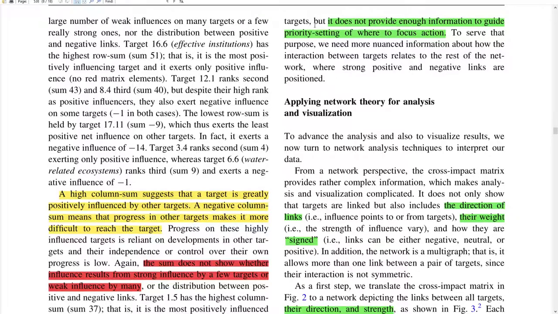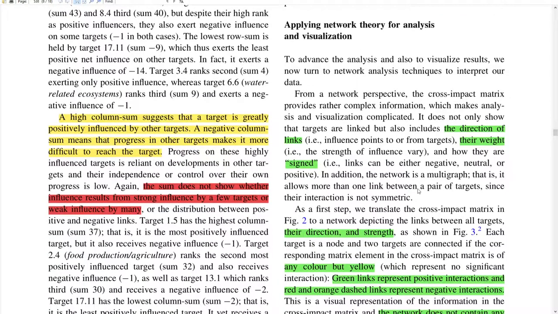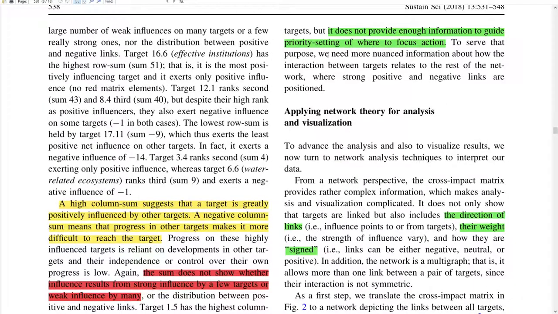Then they said that this cross impact matrix has a drawback. It has some negative points. It does not provide enough information to guide priority setting, where to focus action. So one of the goals of this analysis is priority setting. We want to know, as a government in Sweden, for instance, which goal or target should we start working on first? Which should come second? Which should come third? Is there any cooperation between targets that we need to focus on? That's the drawback of this cross impact matrix.